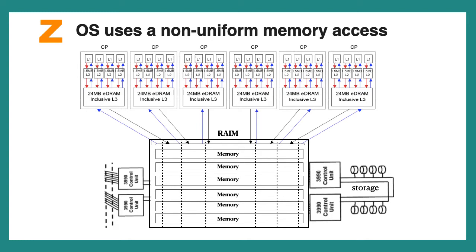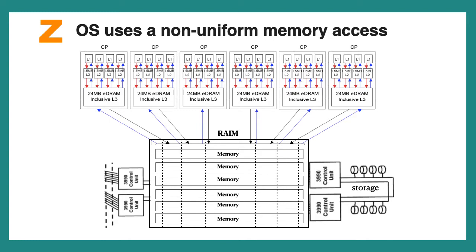ZOS uses what we call NUMA, or non-uniform memory access. This is a computer memory design used primarily in multiprocessing. Because ZOS is a multiprocessing system, it uses another standard for memory, where the memory access time depends on the memory location relative to the processor.